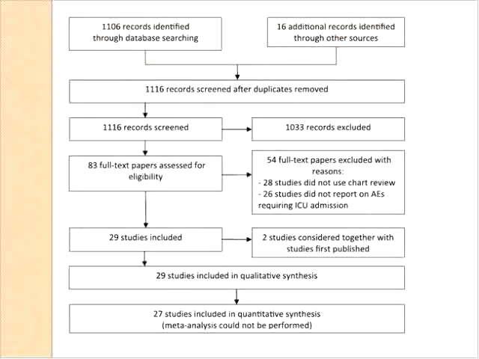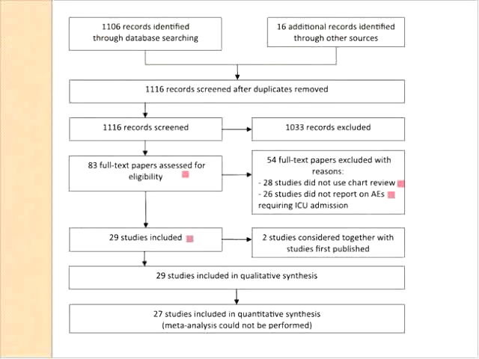Well, these authors found approximately 1,116 records that they thought they could analyze. When they went through them, they found out that most of them really didn't have useful data or weren't related to the subject. Of those, 84 full texts were looked at and read. Most were excluded for not having chart review or not reporting adverse events, and they were finally left with 29 studies that possibly included the data they wanted.